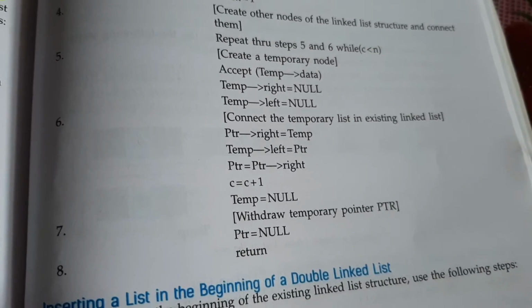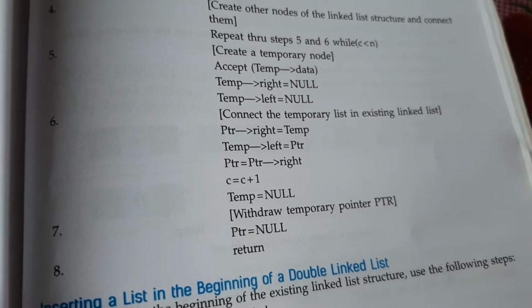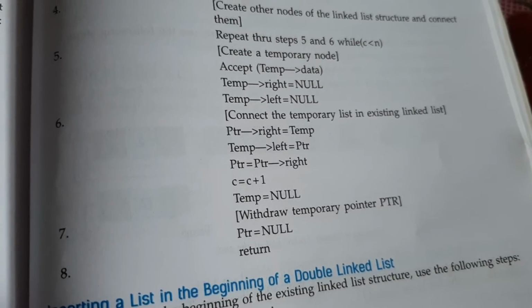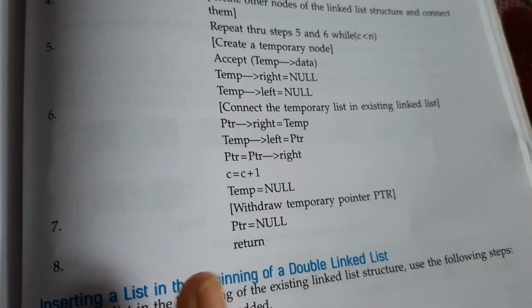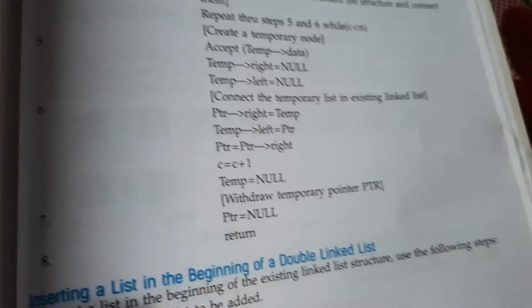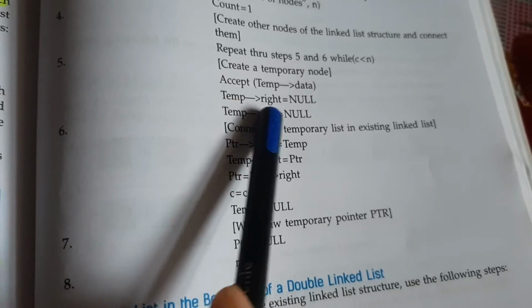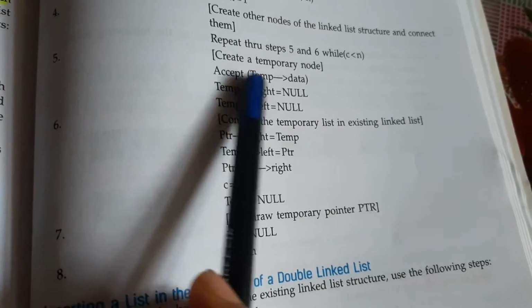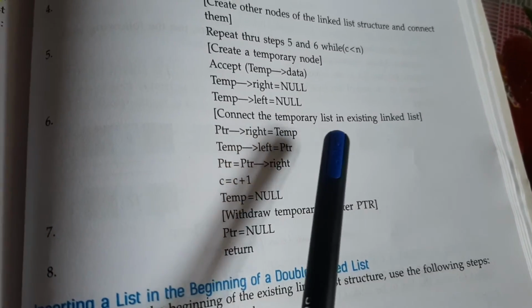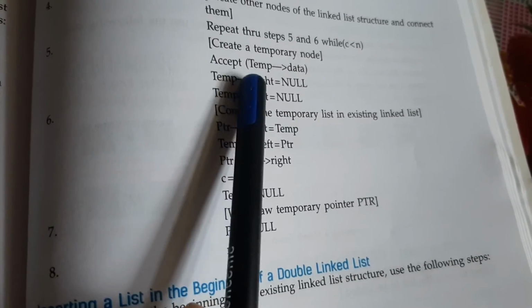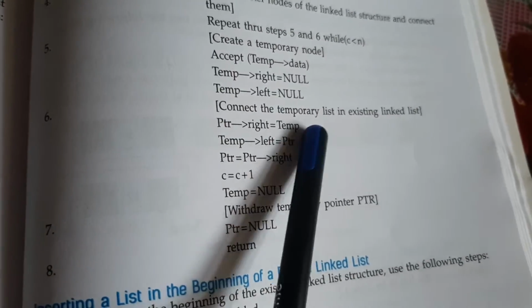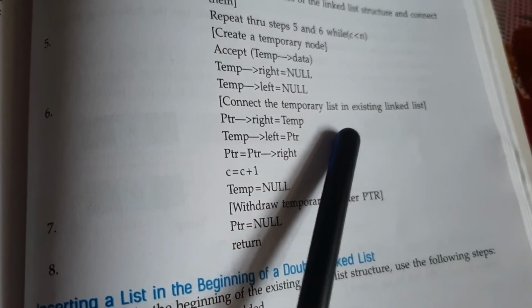Then create a temporary node. How to create a temporary node? Accept temp data, temp right equals null and temp left equals null. So we have to create a temporary node using this code. And then connect the temporary node to the existing linked list. We have created a temporary node and this node has to be connected with the existing list.